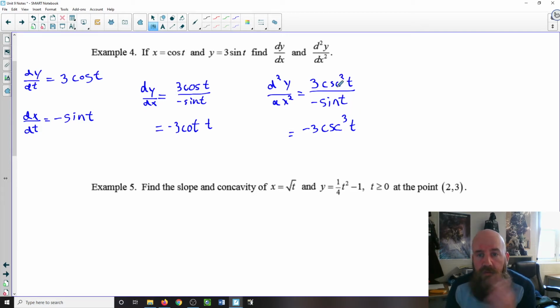Now, if you prefer to change the cosecant squared into 1 over sine squared and do it that way, then you would have negative 3 divided by sine cubed. You could do that too. I just think this looks a little cleaner without the fraction. So that's how you find the second derivative.